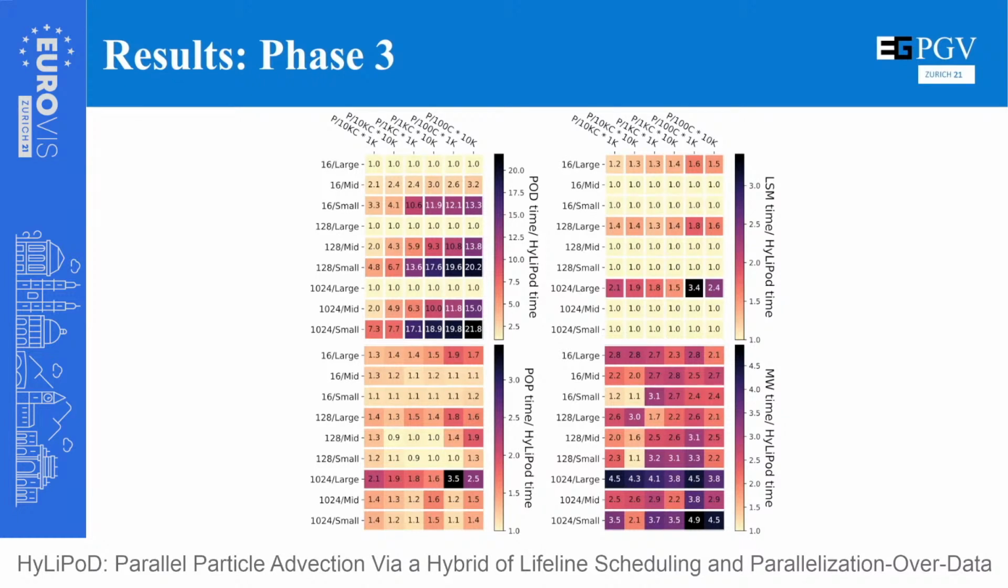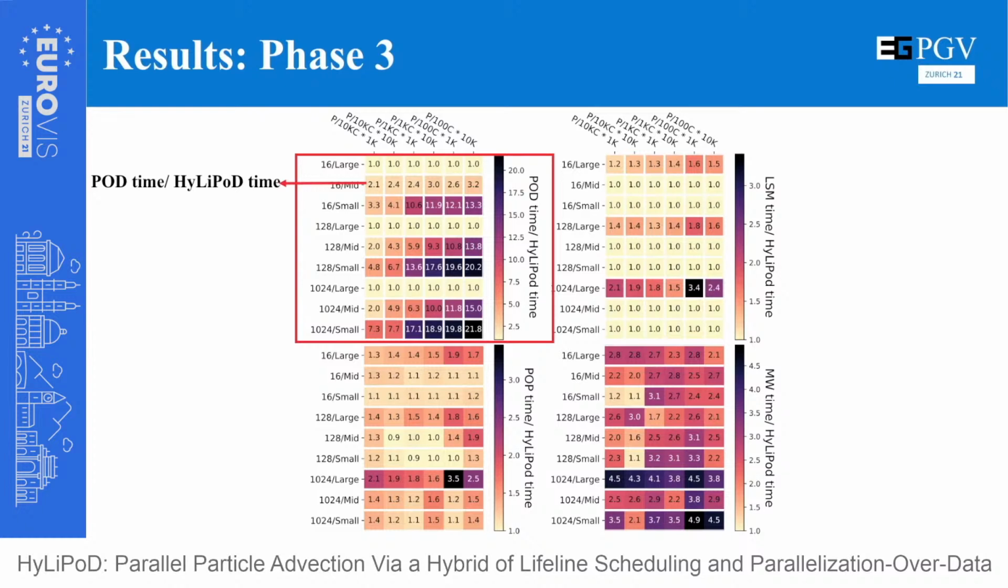In the third phase, we evaluate the efficiency of our algorithm by comparing it to the 4 algorithms. In the figure, there are 4 subfigures. Each subfigure is representing the comparison with one of the 4 algorithms. For example, this subfigure is showing the difference in performance between POD and HyLiPoD. The numbers in the squares represent the execution time of POD over the execution time of HyLiPoD. If that number is equal to 1, it means they have the same performance.